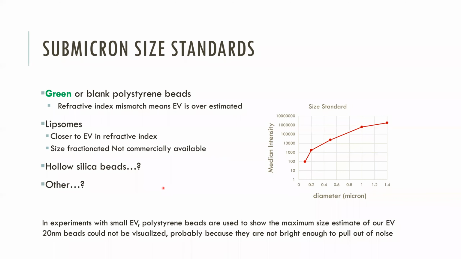And then there have been a lot of other particles that have been proposed and have never come out onto the market. In experiments with small EVs, we're using these to estimate the size, and here's what our standard curve looks like, where we have intensity of the side scatter signal here, and diameter of the particle here, and you can see that we have a nice linear range that runs all the way up from about 100 nanometers to 1 micron.